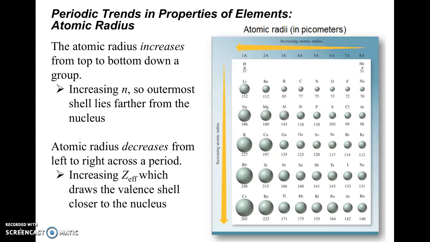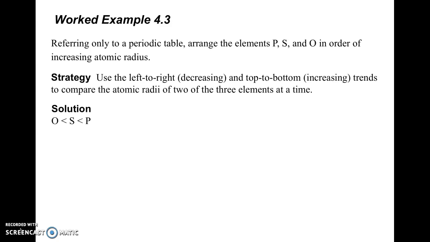And here's a really nice diagram that shows you what this looks like. It makes it easier to remember. And so here's a question where you might be asked, with just looking at a periodic table, to think about the order of increasing atomic radius for phosphorus, sulfur, and oxygen. And so what you want to remember is going left to right, they're getting smaller, and top to bottom, they get bigger. Oxygen is above both sulfur and phosphorus, so it's the smallest. Sulfur is just below oxygen, so it's bigger than oxygen, but phosphorus is to the left of it, so it's bigger than sulfur.